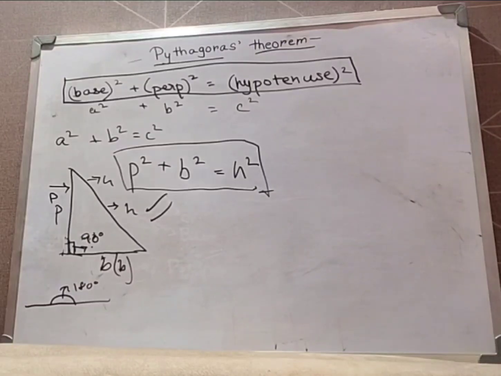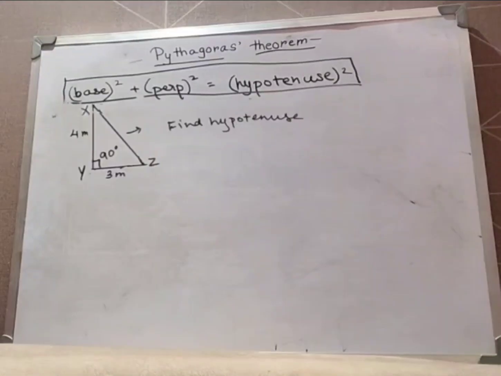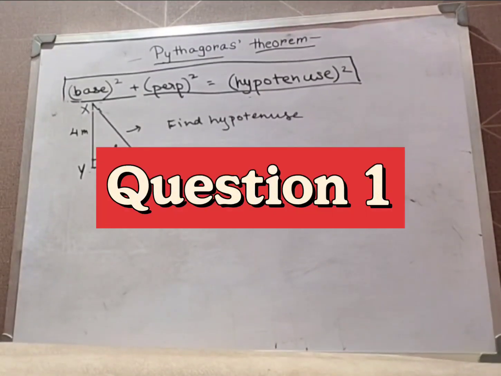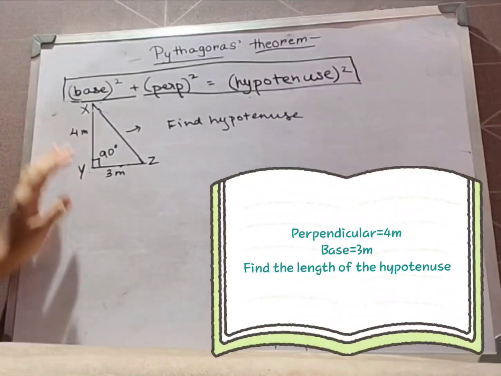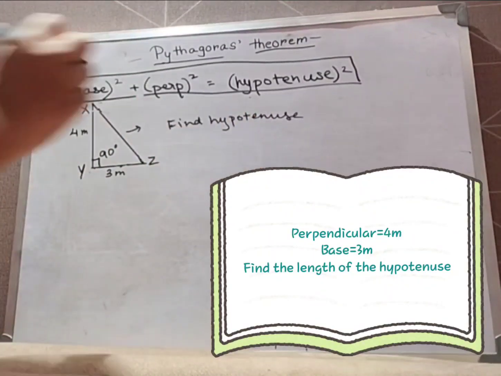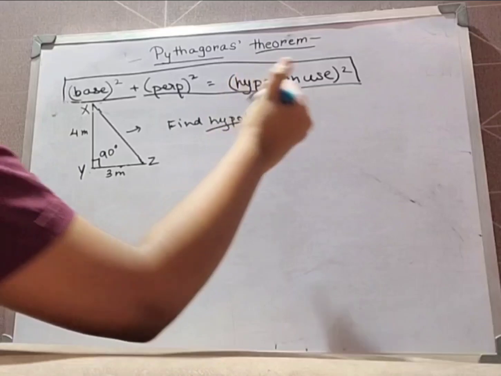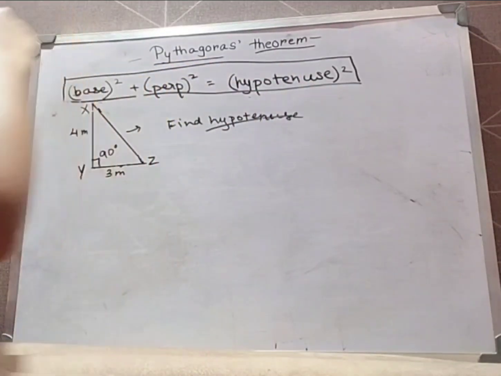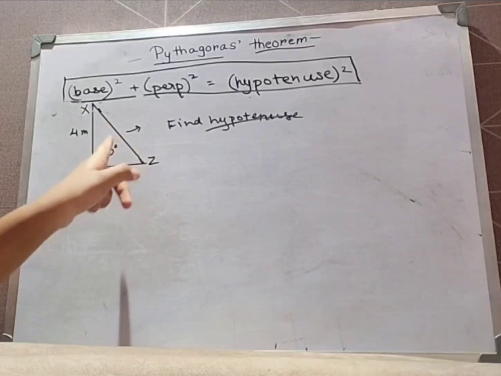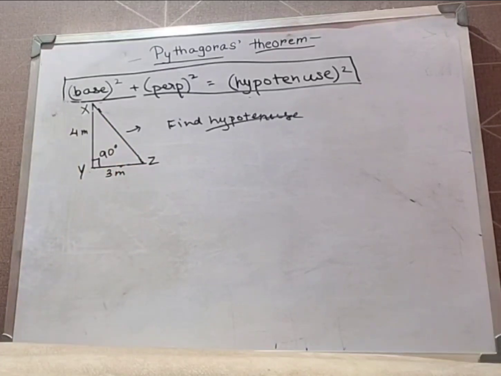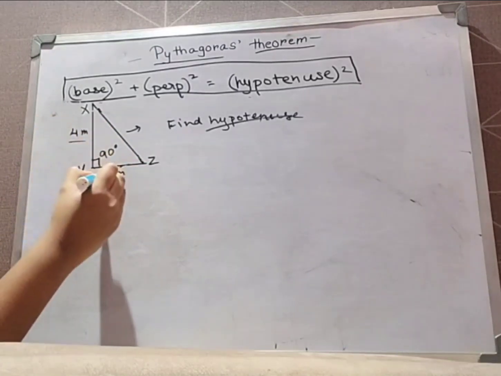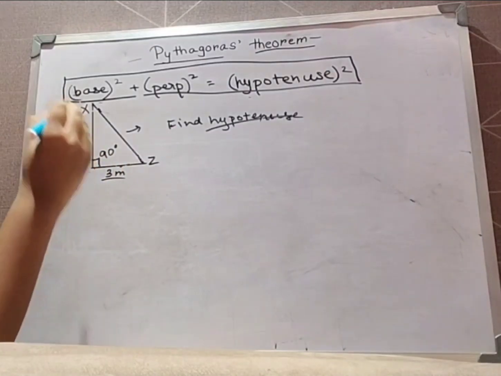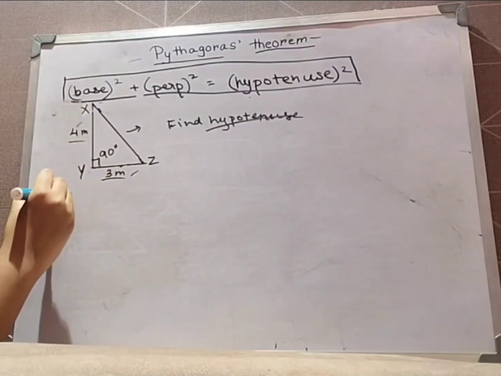Now there are varieties of sums which can be given to us. Let's solve two sums of different varieties. As you can see right here, we have a right angle triangle and we are asked to find the hypotenuse of this right angle triangle. Hypotenuse is this slanted side, which is also the longest side of a right angle triangle. We are given the measure of the perpendicular and the base, which is, this one is 4 meter and this one is 3 meter.